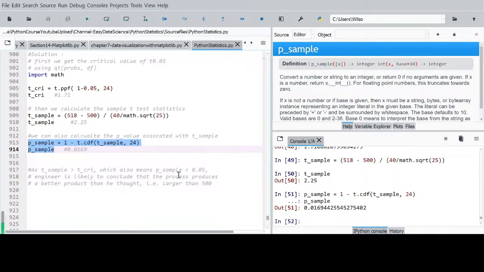So I'll say in this test, the test result is significant. It's significant because the test statistic is larger than the critical value, and also the p-value calculated from the sample is less than the significance level 0.05. So the hypothesis that the population mean is 500 is rejected.